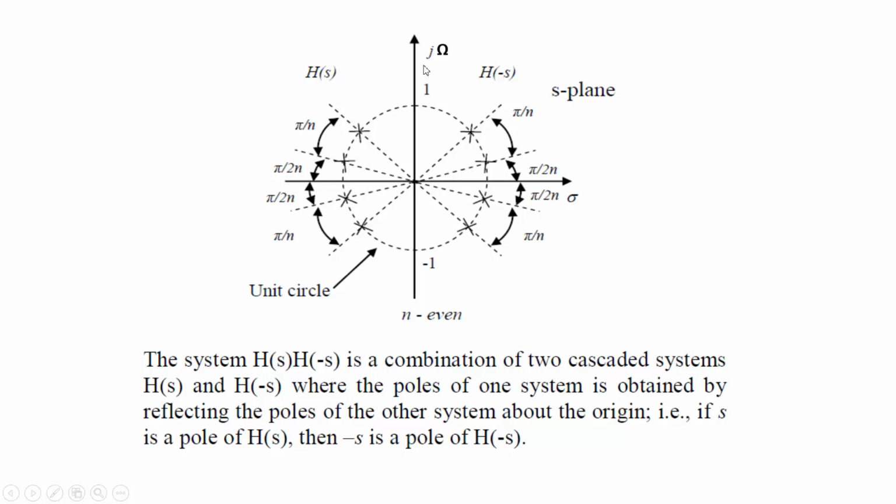The left side of this y-axis is the H(s) transfer function, and the right side of the j omega axis is H(-s). All right. The system H(s) times H(-s) is a combination of two cascaded systems, where the poles of one system are obtained by reflecting the poles of the other. The same poles will be reflected to this side, or this side's poles will be reflected to this side, by reflecting the poles of the other system about the origin. That is, if s is a pole of H(s), then minus s is a pole of H(-s).